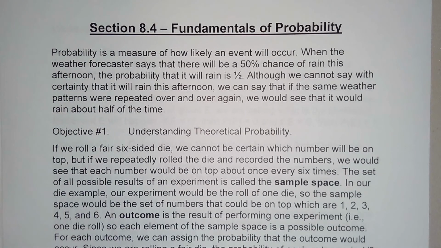So in section 8.4, we're going to talk about the fundamentals of probability. Probability is a measure of how likely an event will occur. When the weather forecaster said there will be a 50% chance of rain this afternoon, the probability that it will rain is 1/2. Although we cannot say with certainty that it will rain this afternoon, we can say that if the same weather patterns were repeated over and over again, we would see that it would rain about half of the time.